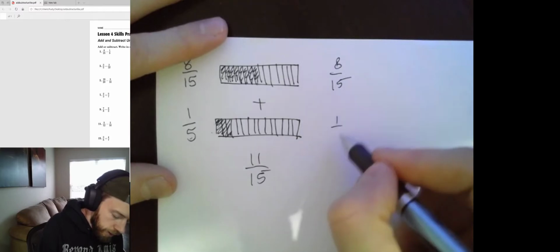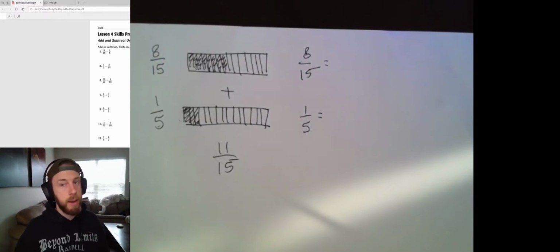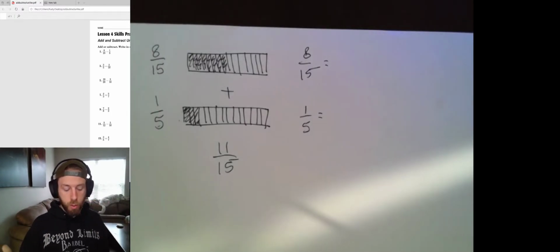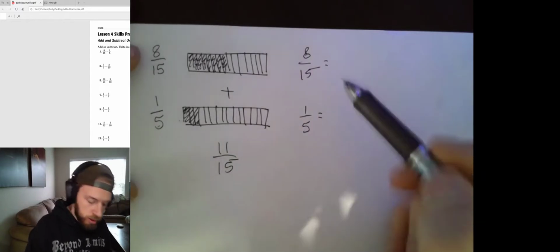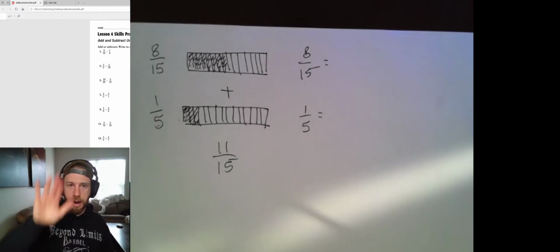Now that's how you would visually represent it, but that's not how you were taught to do it. Let me show you how you were taught to do it. What you would do is you would have 8/15ths and 1/5. You would change these two fractions, make them equivalent fractions with the same denominator. So what you would do is you would look at the denominator of both numbers, 15 and 5, and you'd have to find your LCM. If you remember what LCM is, then you get an air high five.